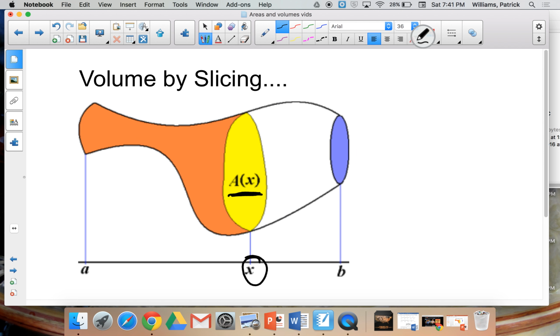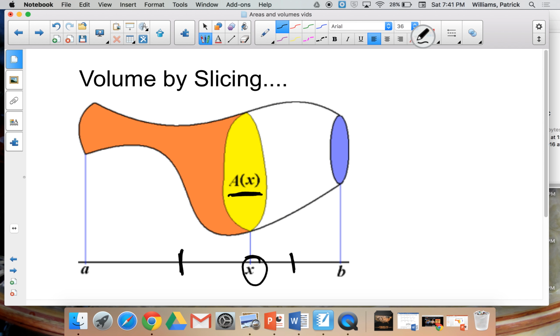If I took a cross section at this point here or at that point here, I would get a different shape than this yellow shape. But let's assume that we had a function that told us what that cross-sectional area is. Well, what we could do is use that cross-sectional area and create a slice. This is why it's called volume by slicing.